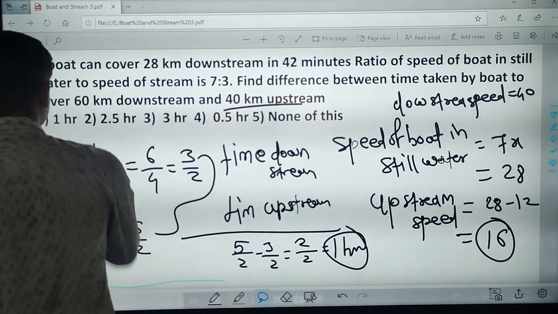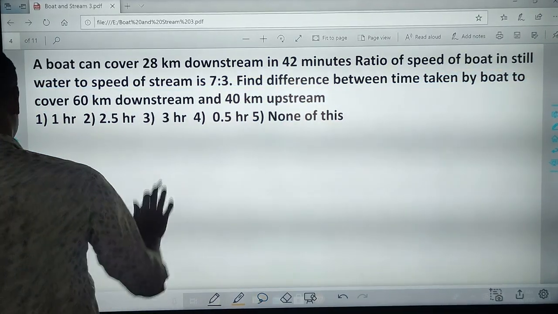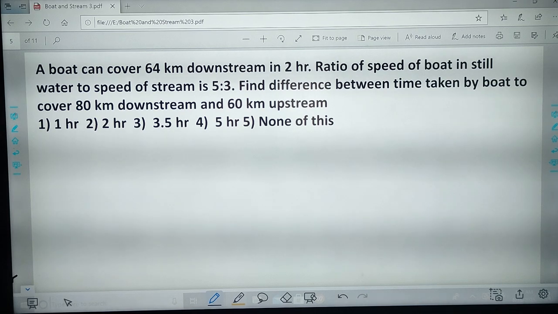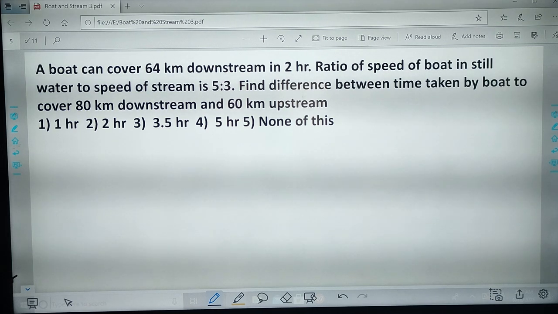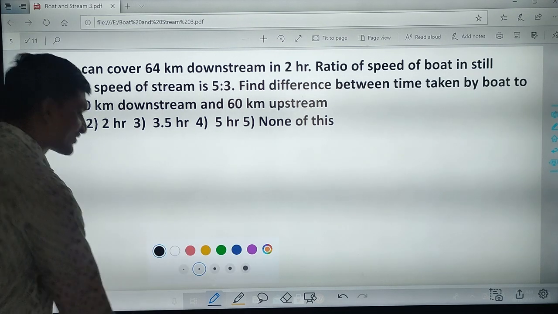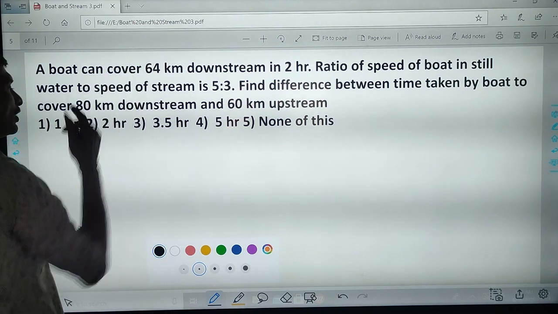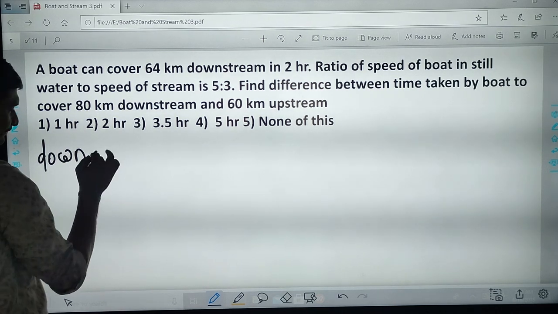Now next, here a boat can cover 64 km downstream in 2 hours. The ratio of speed of boat in still water to speed of stream is 5:3. Find the difference between time taken by the boat to cover 80 km downstream and 60 km upstream. Here the boat can cover the downstream distance in 2 hours. First you will find downstream speed.